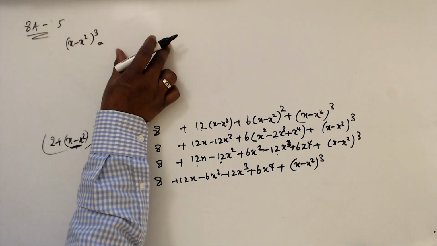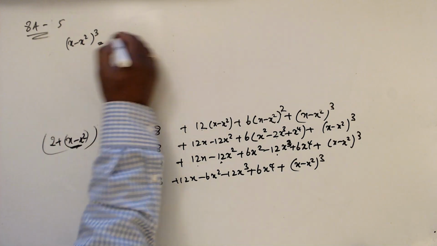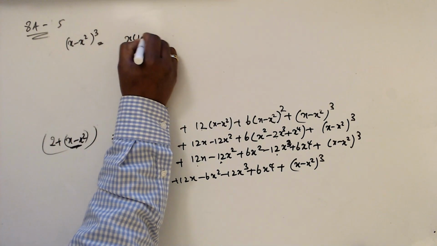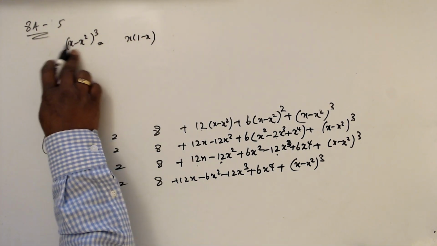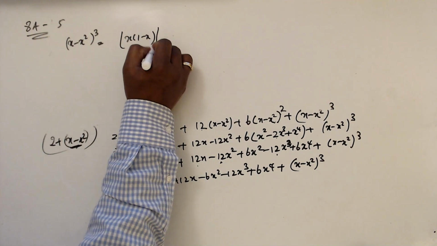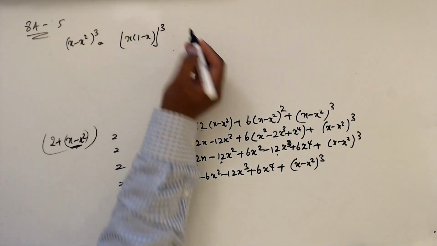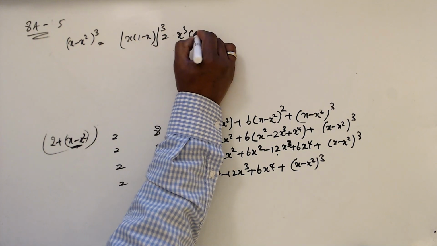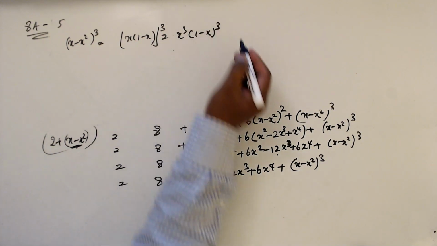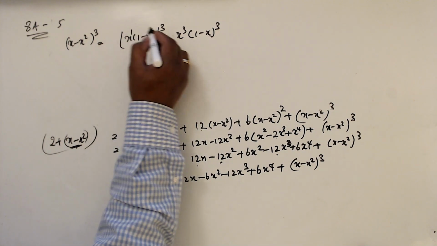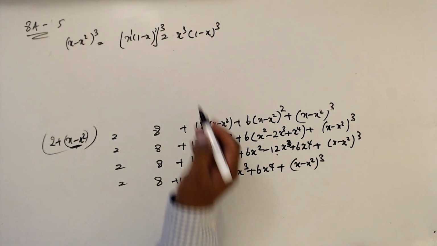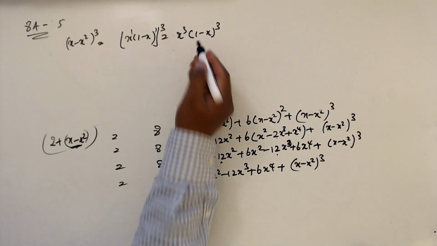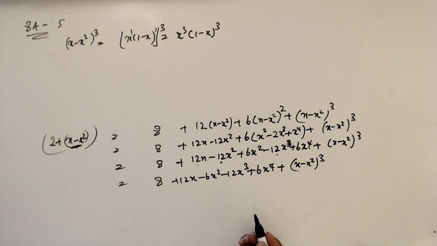One bracket becomes two brackets, because when I factorize this one, I can see x can come out, and the other one is going to be like this. Then now we write x cube (1 minus x) cube. This is power 1, this is power 1. And now this is much easier to work with: the 1 minus x cube expansion.